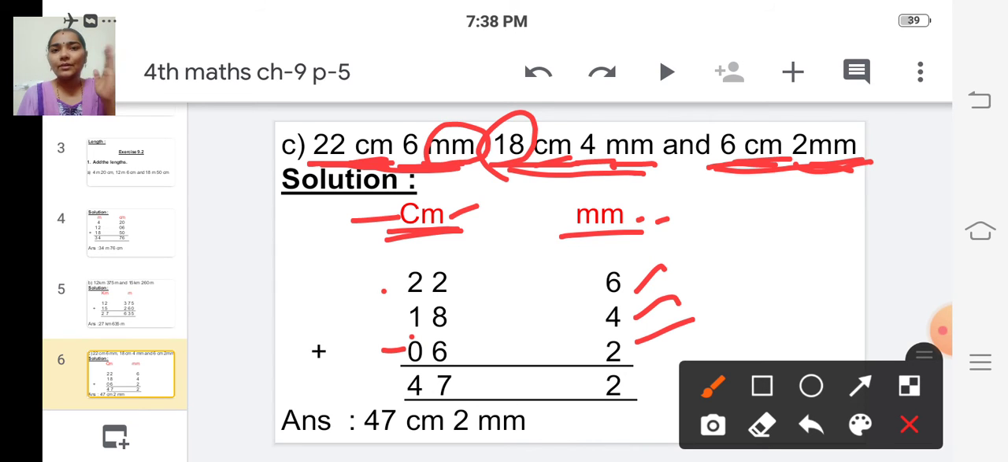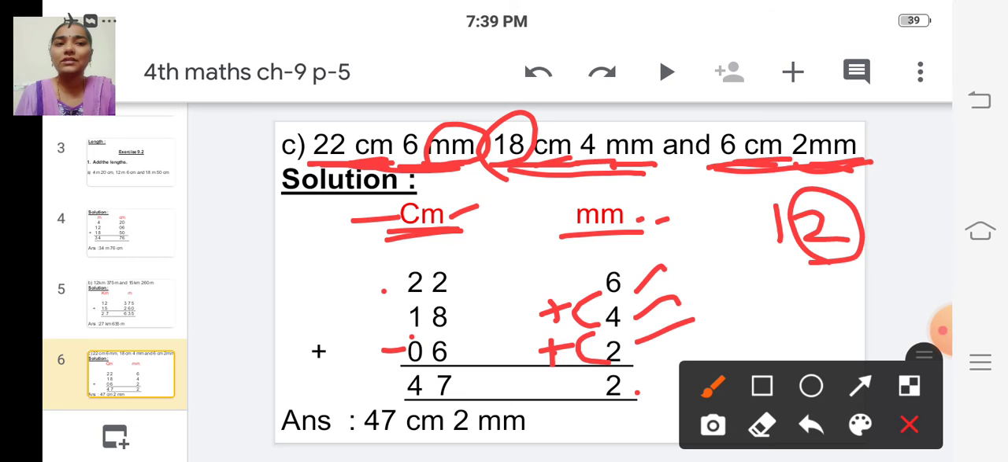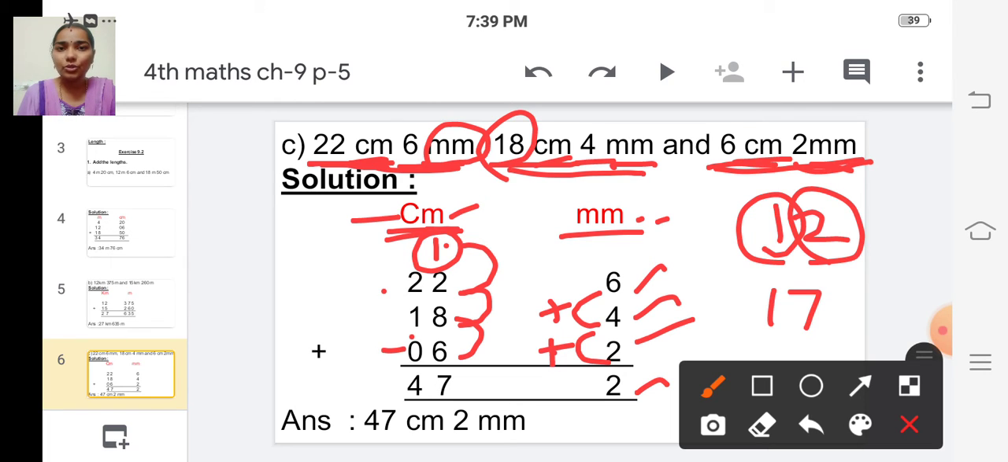Okay, so starting from right hand side. Okay, so 6 plus 4 is 10 and 10 plus 2 is 12. 12 is a 2-digit number. So we have to write this 2 in this answer and we have to carry over this 1 to the next place. Okay, and now add 1 plus 2 is 3 and 3 plus 8 is 11 and 11 plus 6 is 17. So again 17 is a 2-digit number.